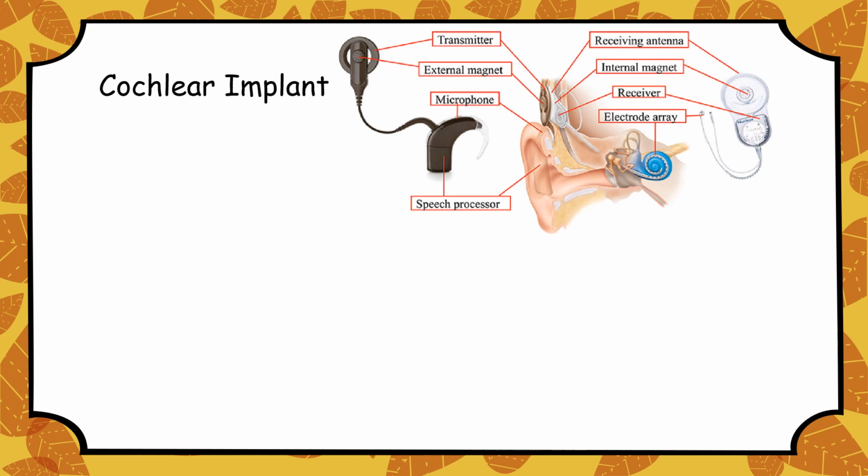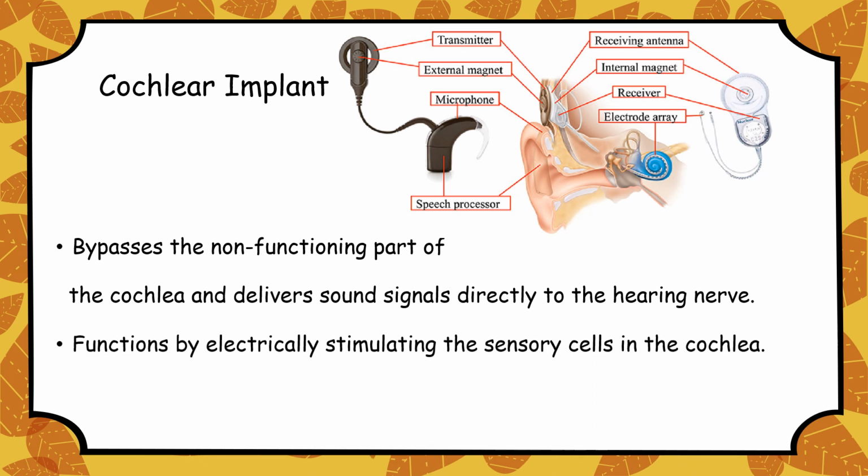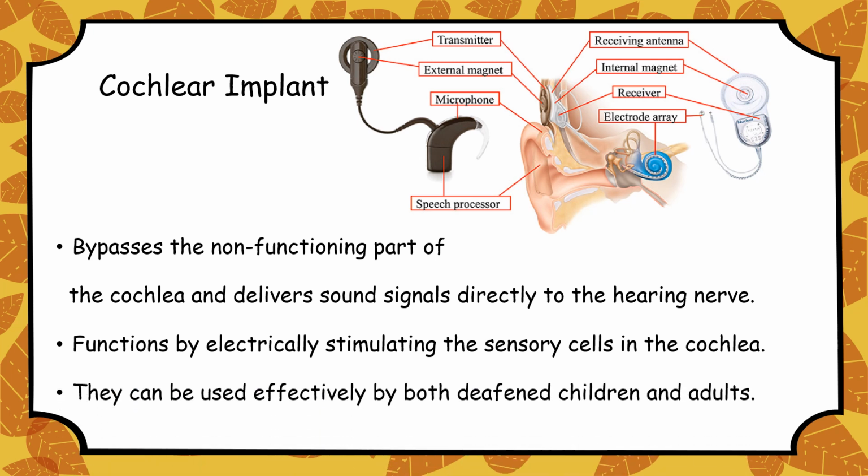And then the cochlear implant. It bypasses the non-functional part of the cochlea and delivers sound signals directly to the auditory nerve. It functions by electrically stimulating the sensory cells in the cochlea. They can be used effectively by both deaf children and adults.